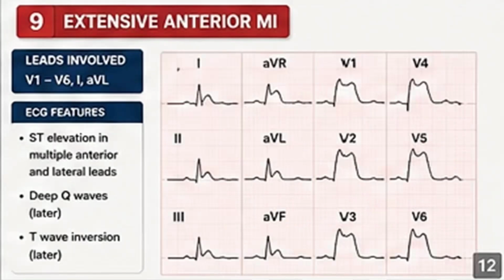Now, the extensive anterior wall MI. An extensive anterior MI involves a large area supplied by the LAD. ECG shows ST elevation extending from V1 through V6 and sometimes lead 1 and aVL. Deep Q waves often develop later. Because a large amount of heart muscle is affected, this type carries a high risk of heart failure and cardiogenic shock.